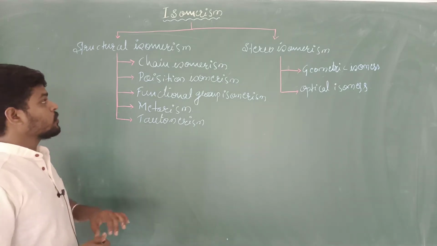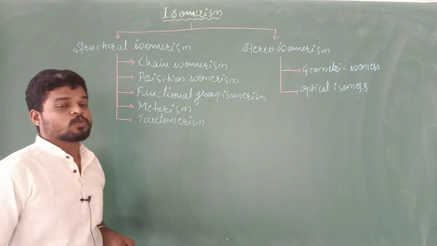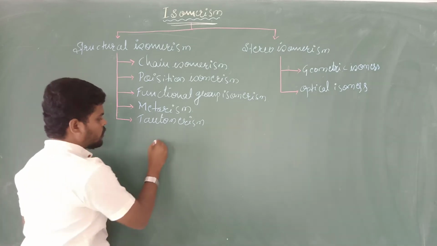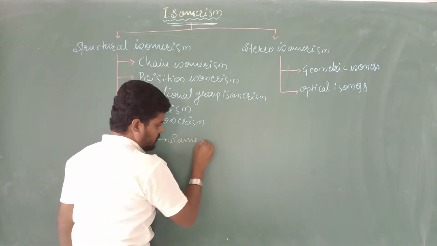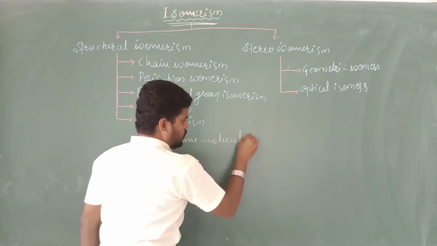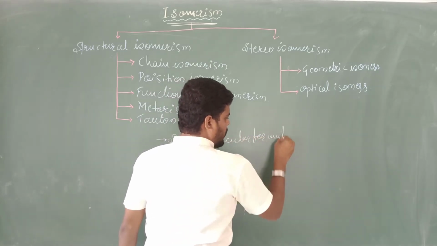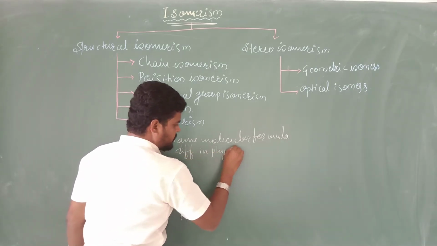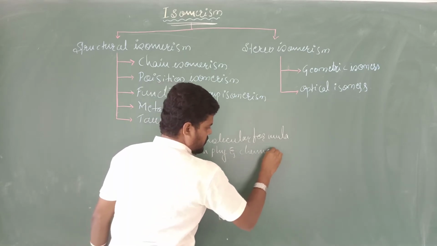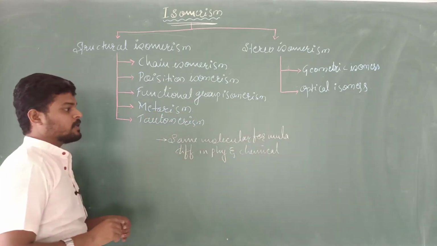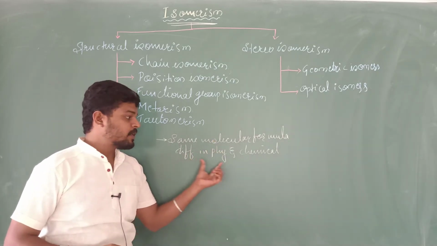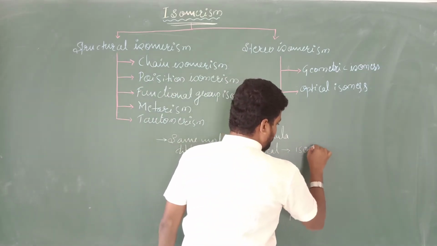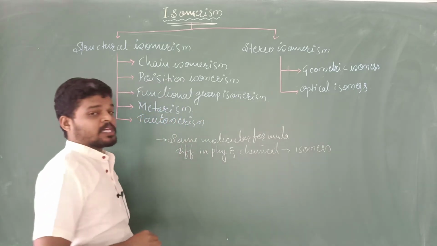So today in this session, we are moving on to the next topic, that is isomerism. Isomerism is nothing but compounds having the same molecular formula, but they differ in physical and chemical properties. That is called an isomer, and the phenomenon is called isomerism.